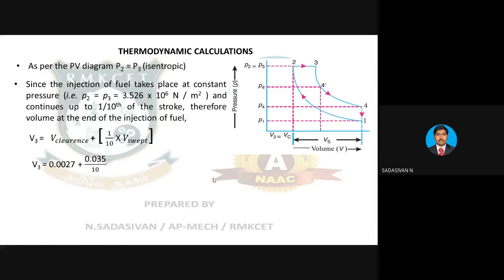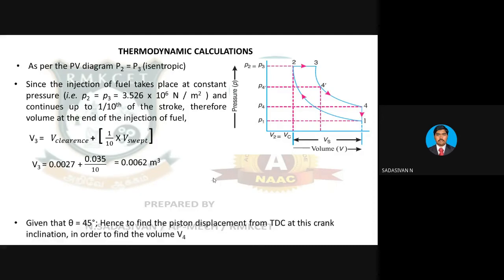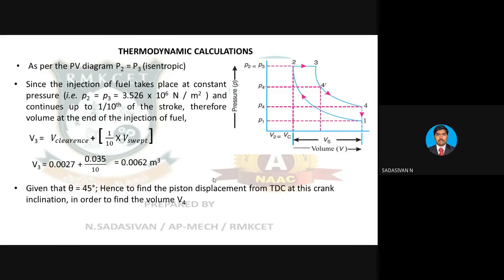I'm going to substitute the values: 0.0027 plus 0.035 by 10, which is 0.0062 meter cube. That is V3. Now again apply the polytropic process rule and find P3. Theta is 45, hence find the piston displacement from top dead center for the crank inclination, to find the volume V4. So V3 is known. P2 equals P3, so P3 you need not find out separately. I'm going to find out P4. What is P4?